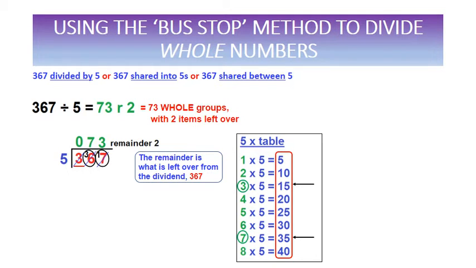So if we're looking at the different ways of reading that calculation, if we look at the second one, 367 shared into 5s, in other words, groups with 5 in them, we would have 73 whole groups with 5 in and then 2 items left over. Or if we were looking at the third way of reading the question, 367 shared between 5, so imagine between 5 people, for example, each one of those people would get 73 of whatever it is, and then there would be 2 items left over at the end.